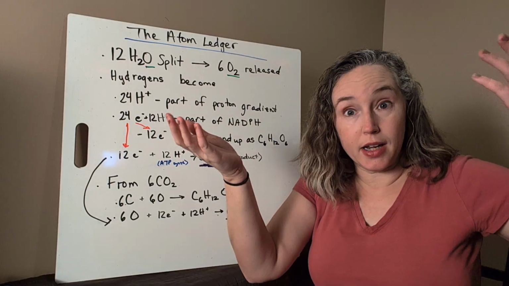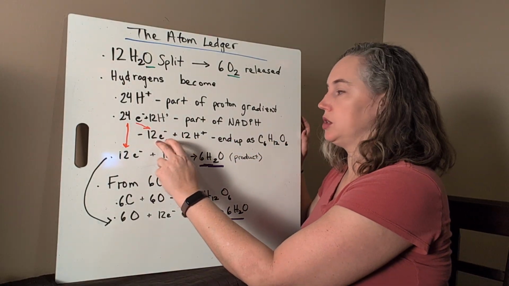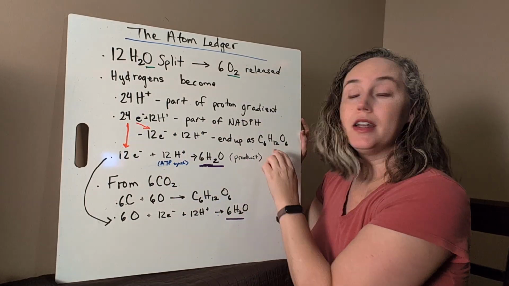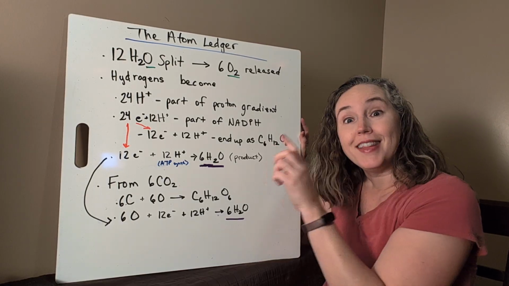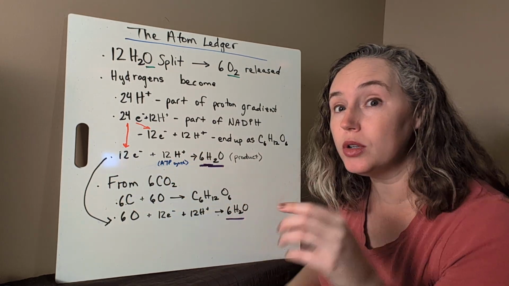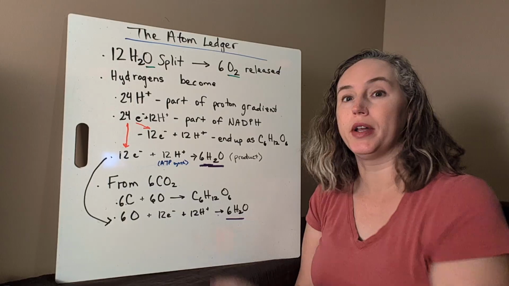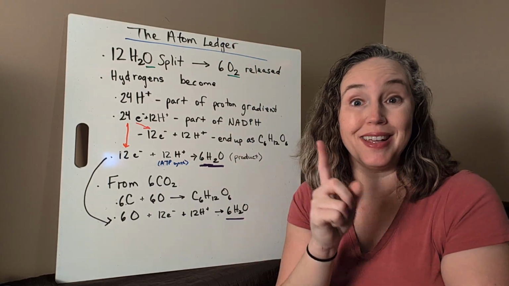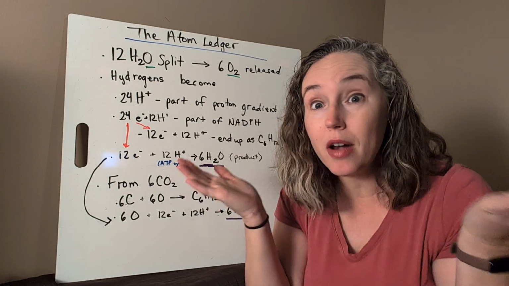What happens with the NADPH? Well, 12 of those electrons, so half of them, and 12 protons will end up as the H12 in C₆H₁₂O₆. The other 12 electrons will join with the other 12 protons that came out of ATP synthase, and those will join with the oxygens that were broken off at the beginning of the Calvin cycle from CO2 to become your 6 new product side waters.